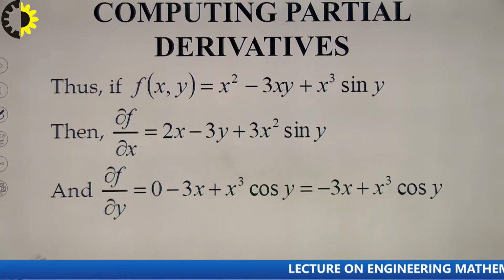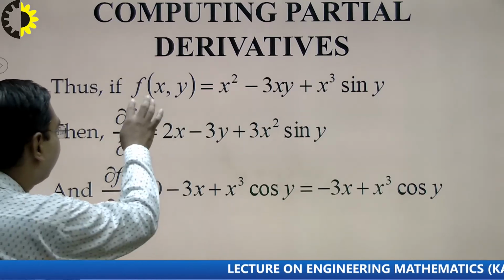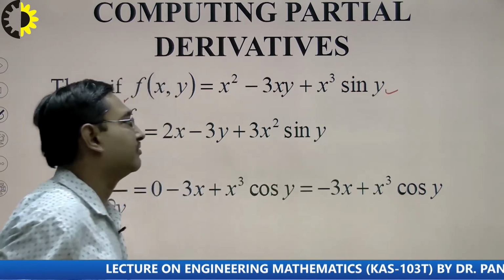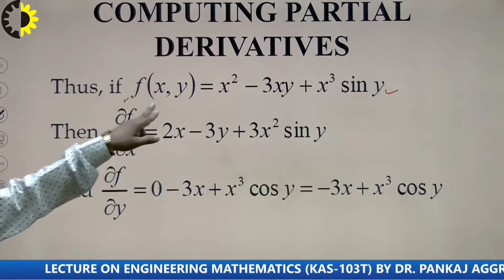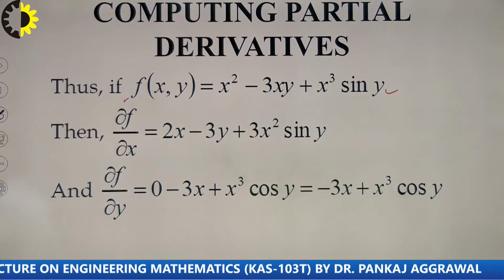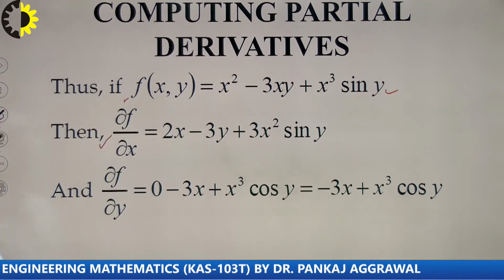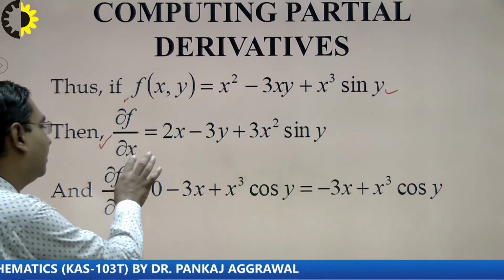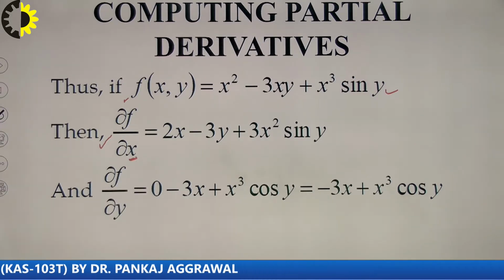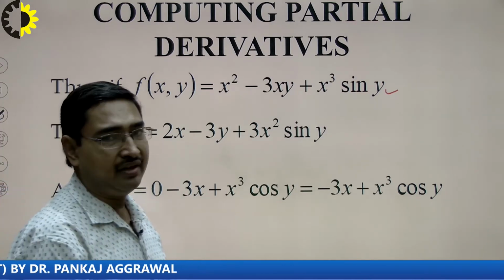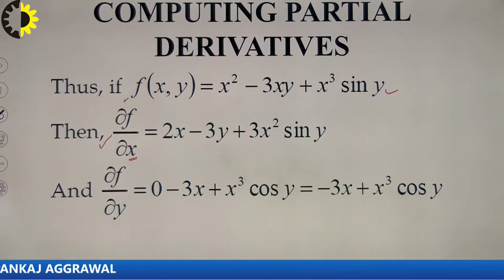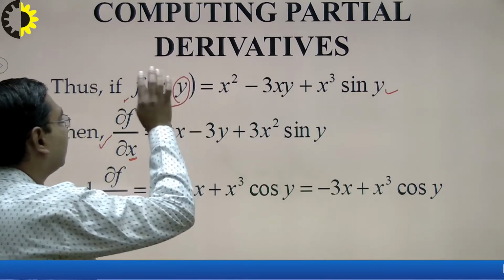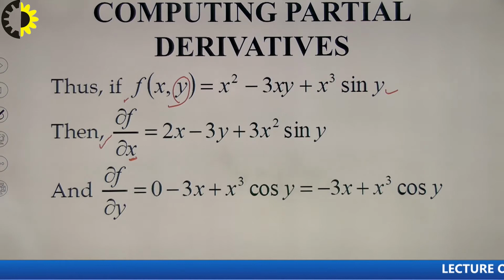We take an example to understand. Suppose f of x y is equal to x square minus 3xy plus x cube sin y, suppose f is this function. I want to calculate del f upon del x. When I shall calculate del f upon del x, then x is the independent variable with respect to which we are differentiating. So the remaining independent variables will be treated as constant. Thus this y will be treated as constant.